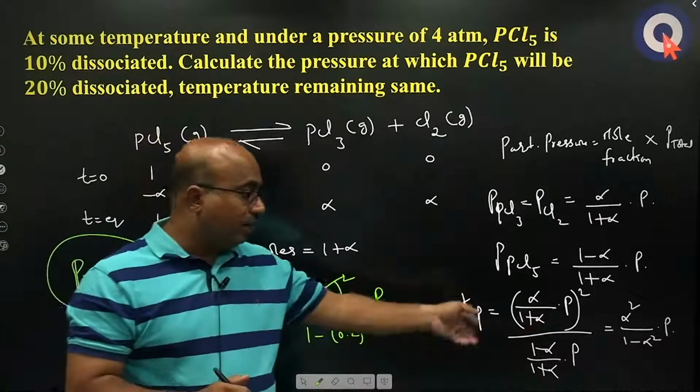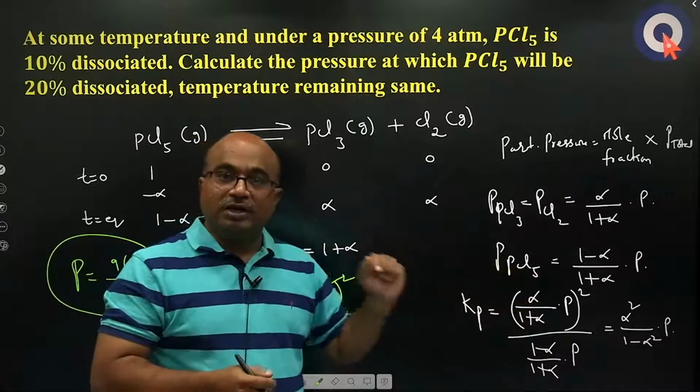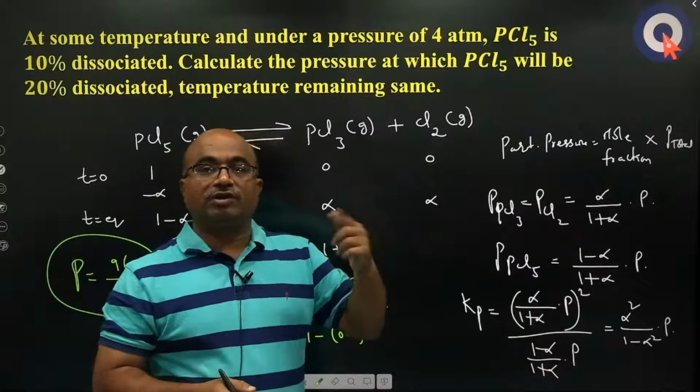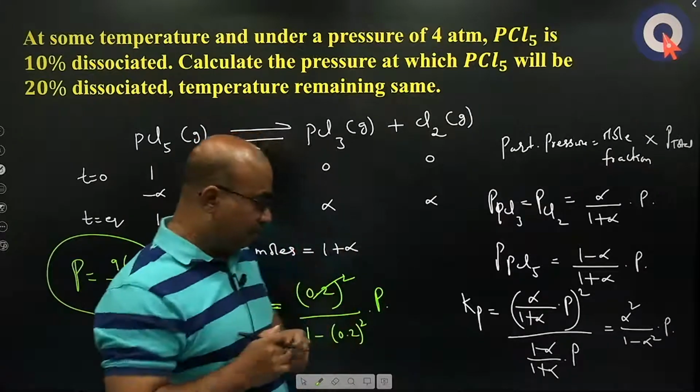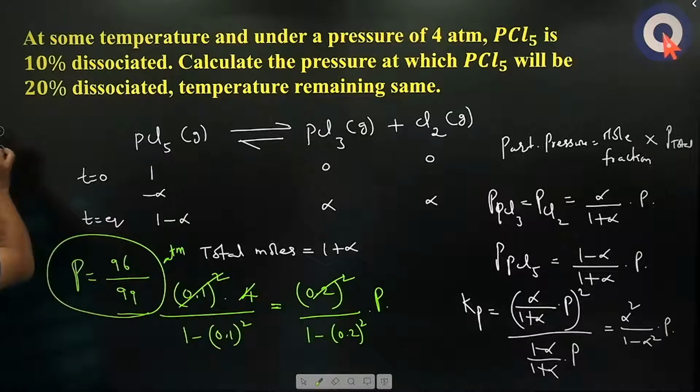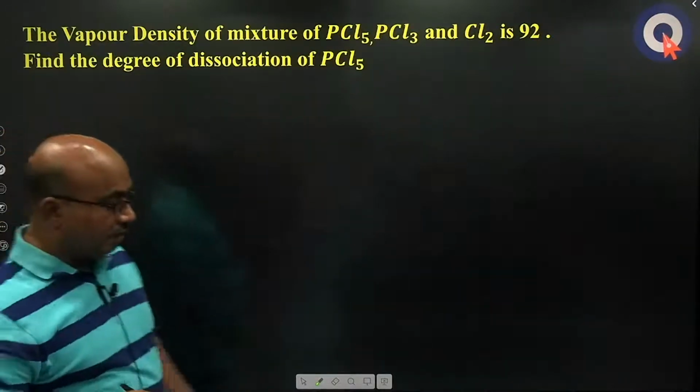So this is the simplified expression. Also, if you can remember, for a PCl5 type equilibrium, it is alpha square by 1 minus alpha square into P total. Okay, that helps us instead of deriving. Then let us see next.